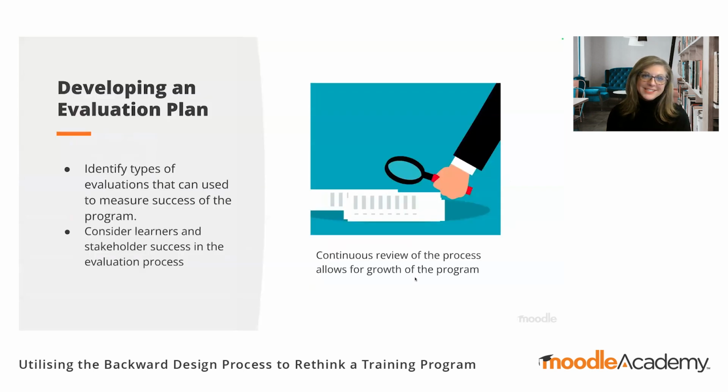I'm going to move on to, like I said, that last step, or step 6, which is developing an evaluation plan. So we're identifying the types of evaluations that we want to use to measure the success of the program. So you've put everything into place. You've got everything from goals down to content. Now we've got to think about, how are we going to know if this even works? So what we wanted to do is develop that evaluation plan.